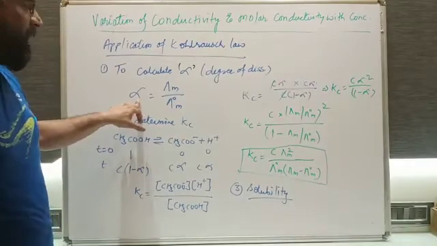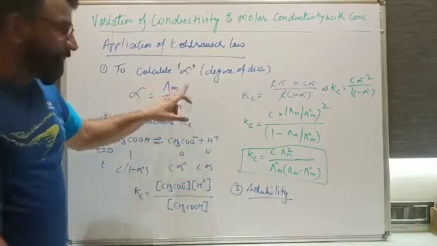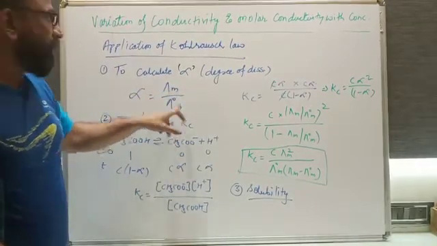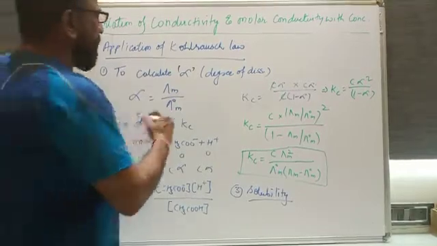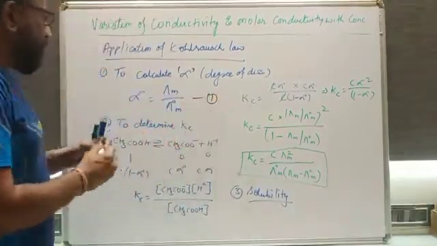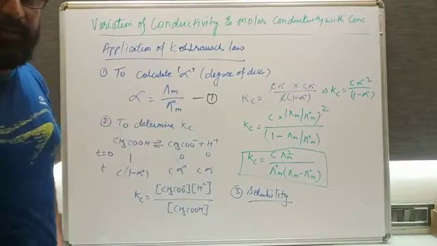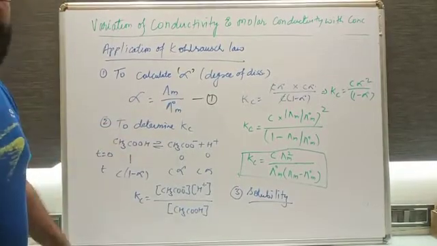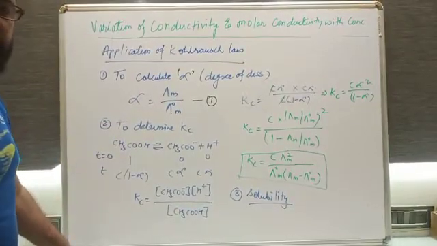So the formula will be alpha is equal to molar conductivity divided by the limiting molar conductivity. This was given by the Kohlrausch law. This can be taken as equation number 1. So by using this formula, we can calculate the degree of dissociation. Now the second one is to determine Kc. Kc is the equilibrium constant.